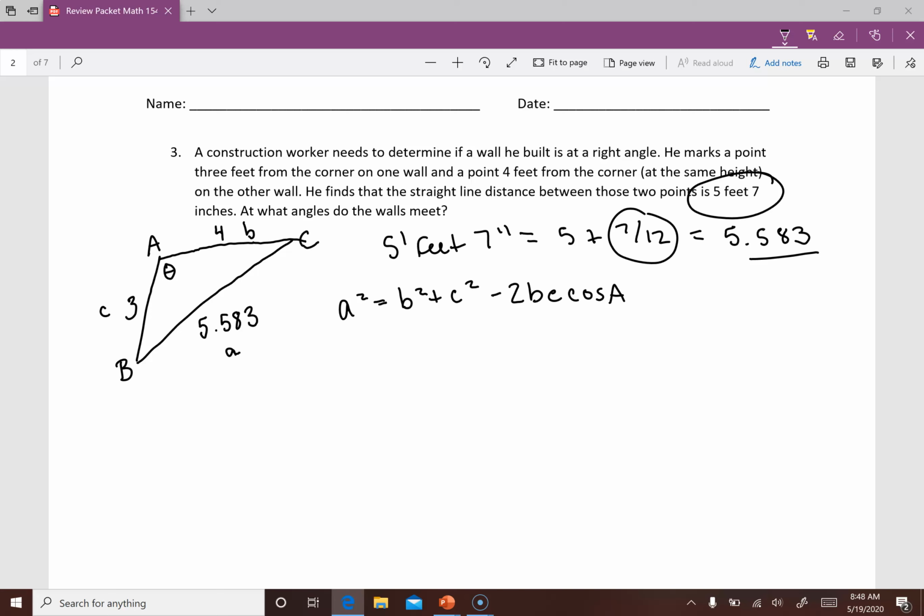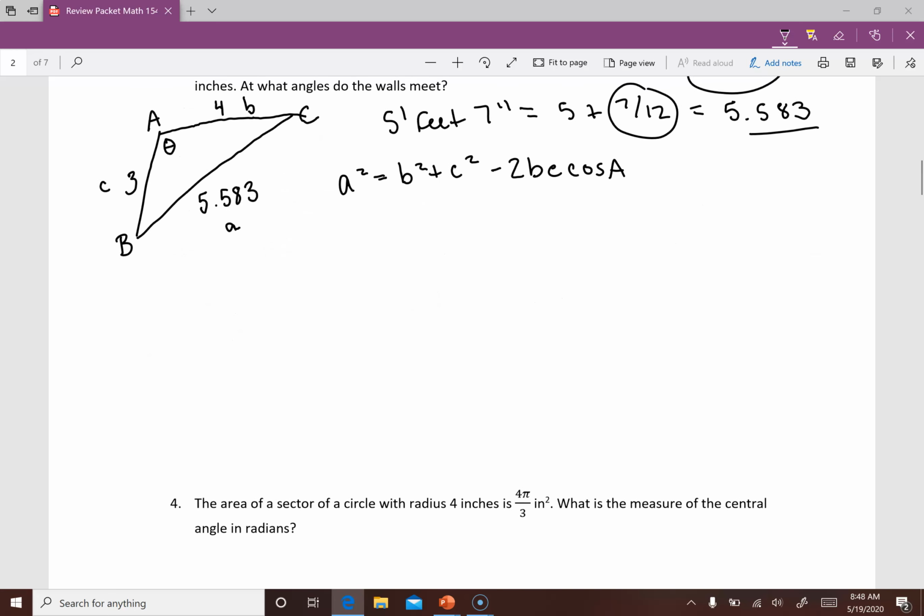And now it's really just a matter of plugging into this equation. So we're going to do that now. I'm going to have 5.583 squared equals 4 squared plus 3 squared minus 2 times 4 times 3 cosine of A. And I just put an A because that's what we're looking for. We don't actually have a number for it yet.